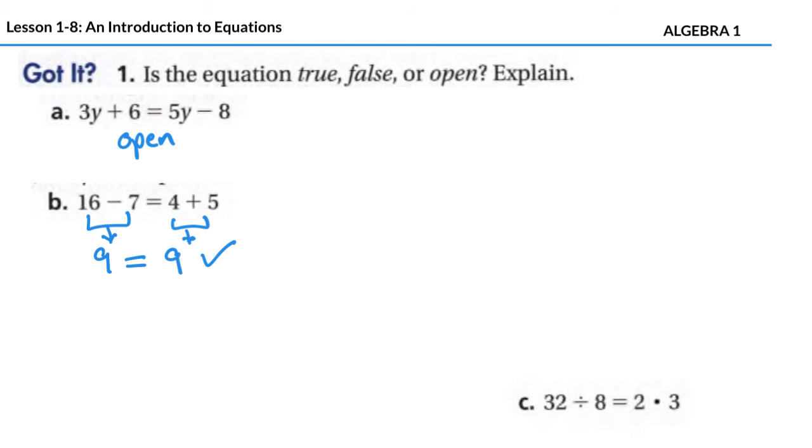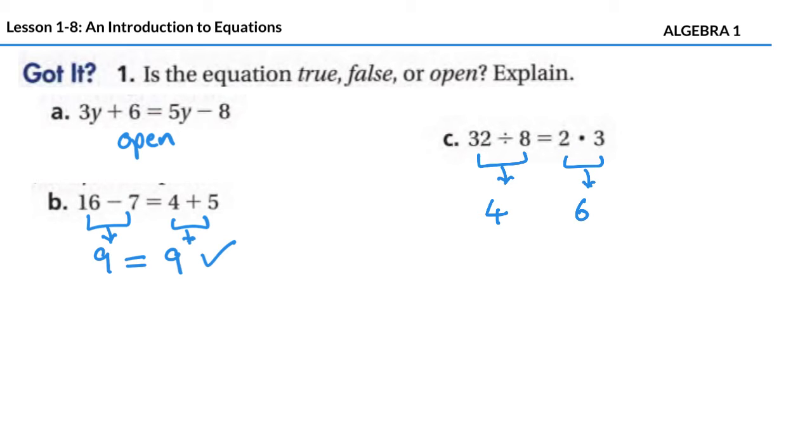What about this? 32 divided by 8 is equal to 2 times 3. 32 divided by 8 is 4 and 2 times 3 is 6. 4 is not equal to 6, so this is a false equation. So did you get the idea? Let's move on now further.